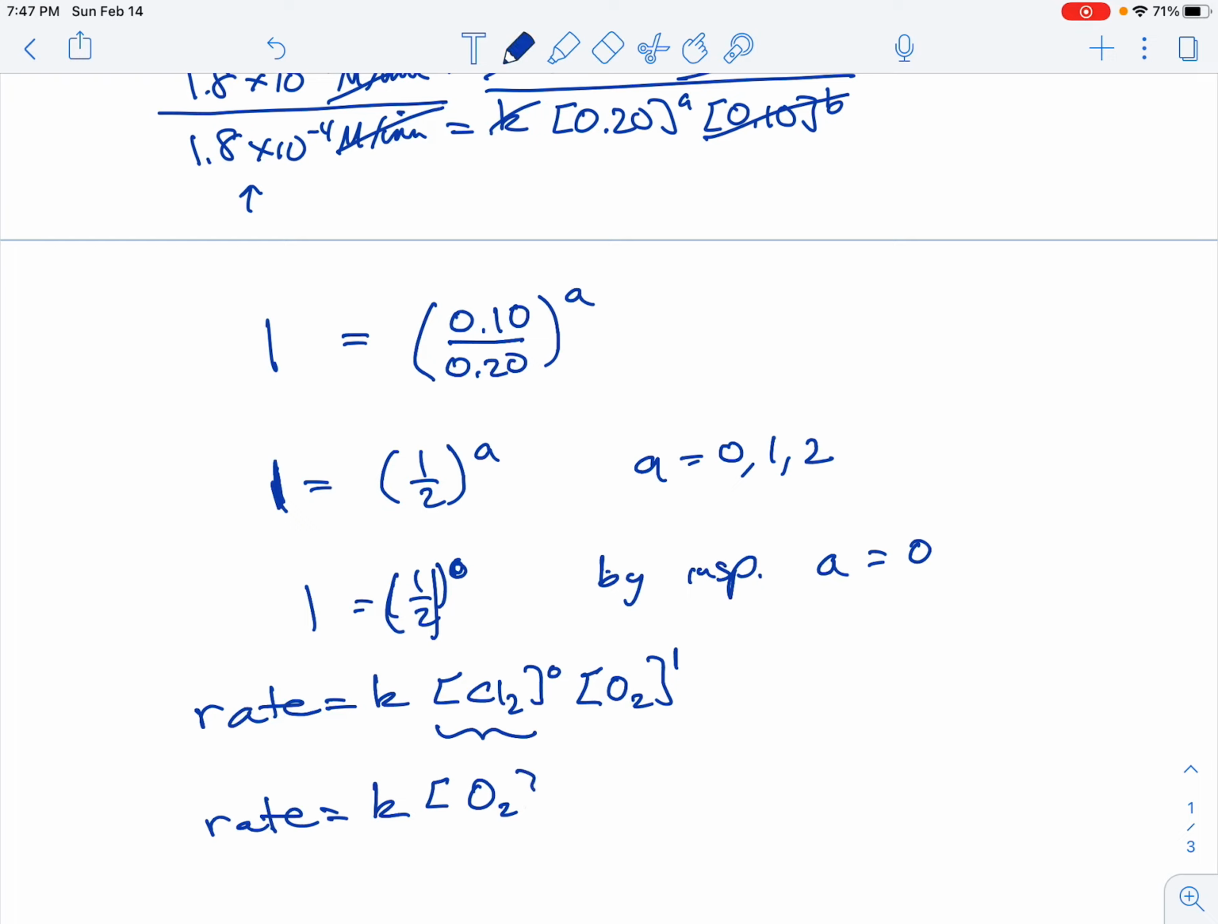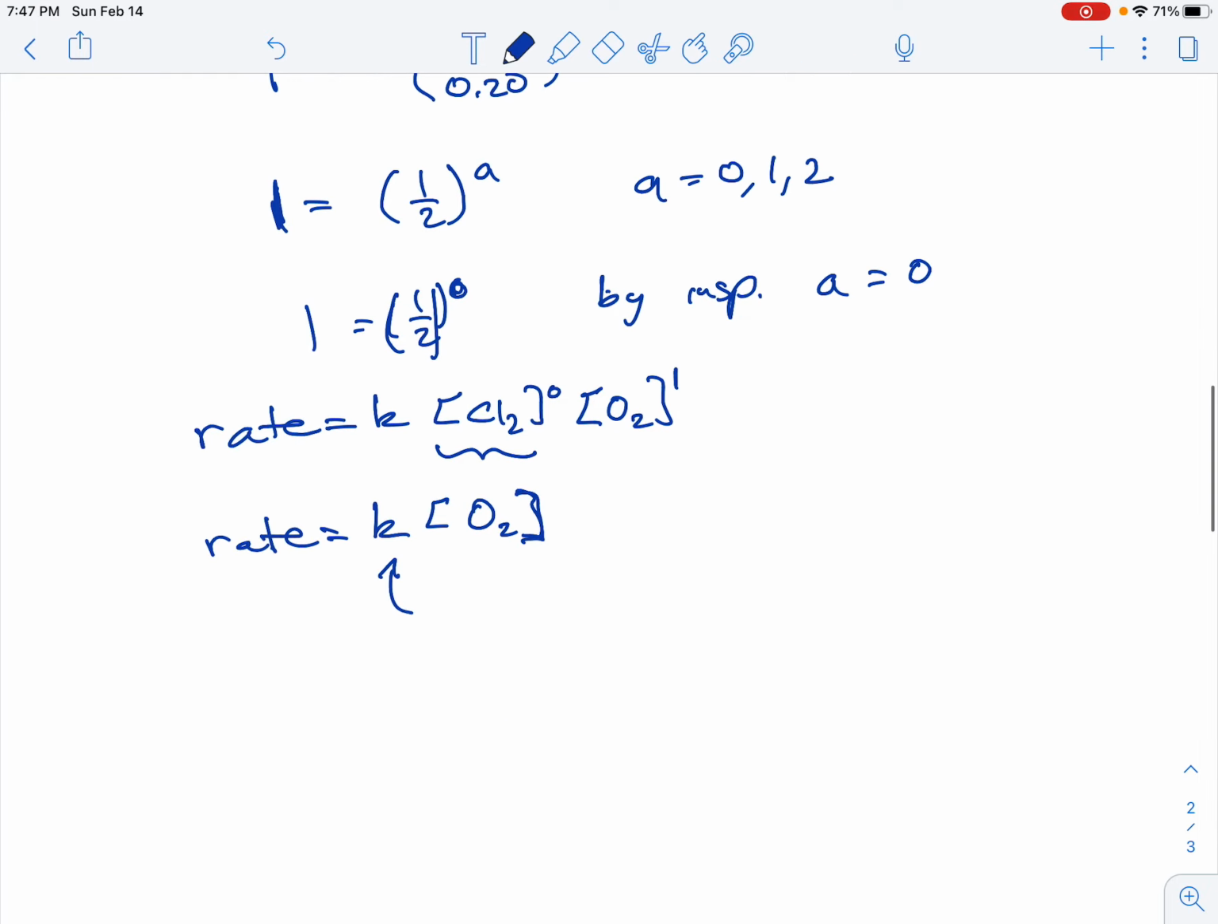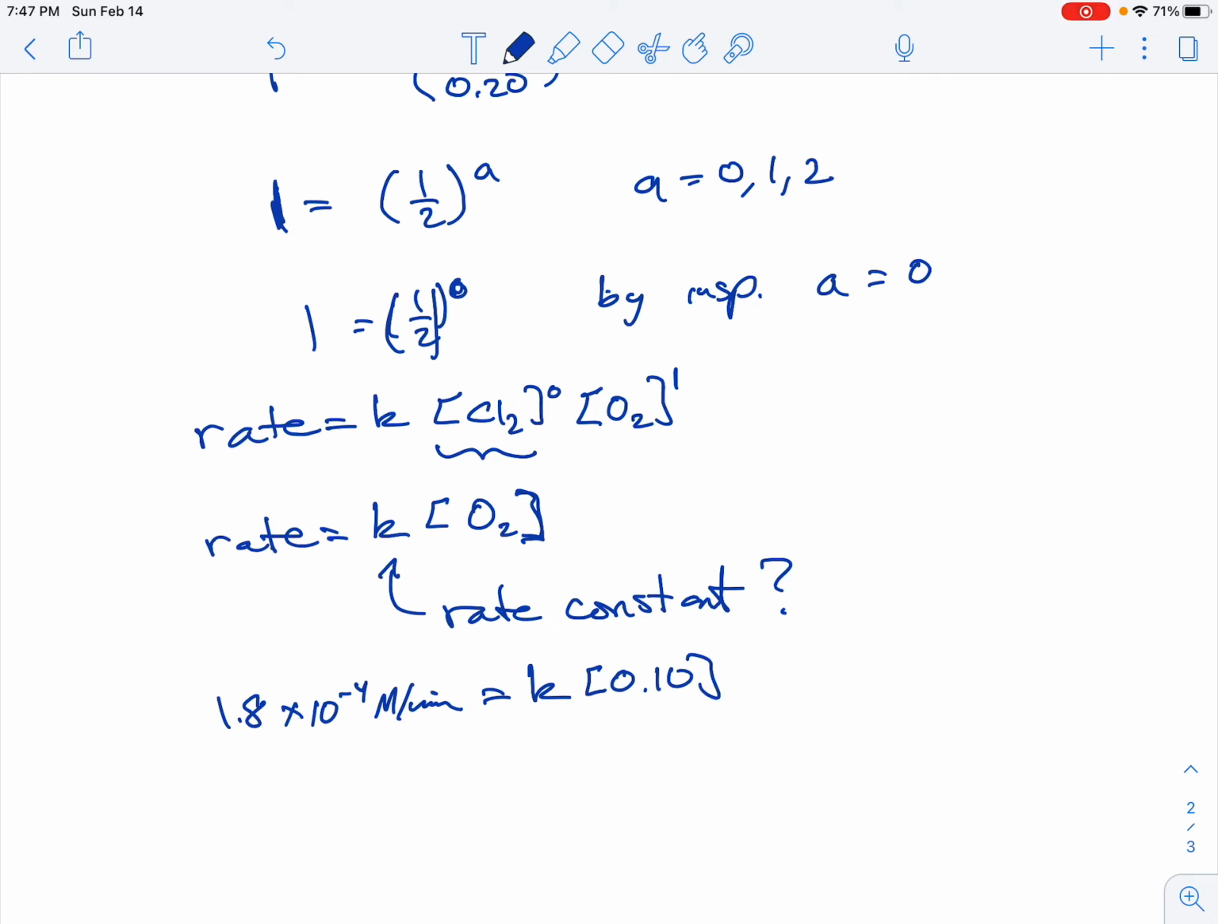All right, we are almost done with this problem. Believe it or not, there's more. The thing we don't know yet is the value of my rate constant, right? So we don't have a value of the rate constant yet. Let's find that. How are we going to do that? Well, all we have to do is plug in one of the experiments, any one of the three should give us a reasonable value. In an experimental situation, you'd plug all three in and do a bunch of math, average, whatever. But here we're just going to do one. So I'm going to take experiment 1 and plug it in, which, if you'll recall, is 1.8 times 10 to the minus 4 molar per minute equals K times 0.10 to the first power.